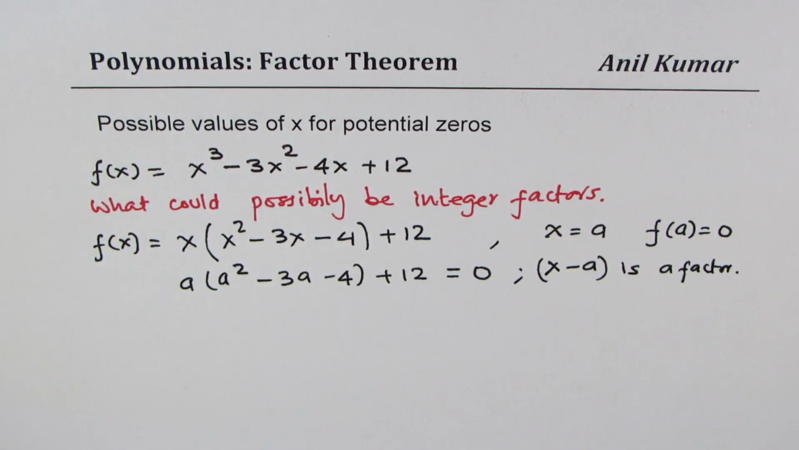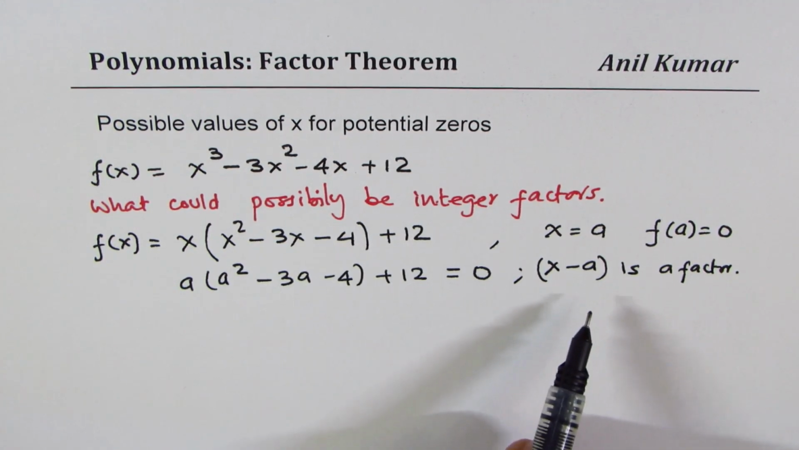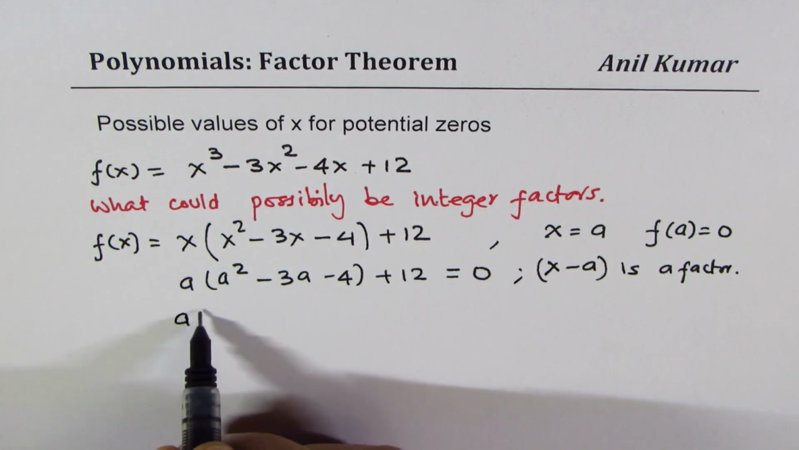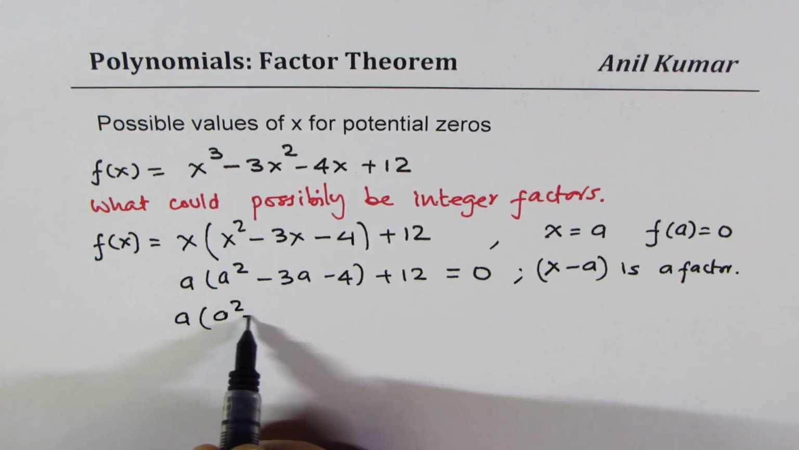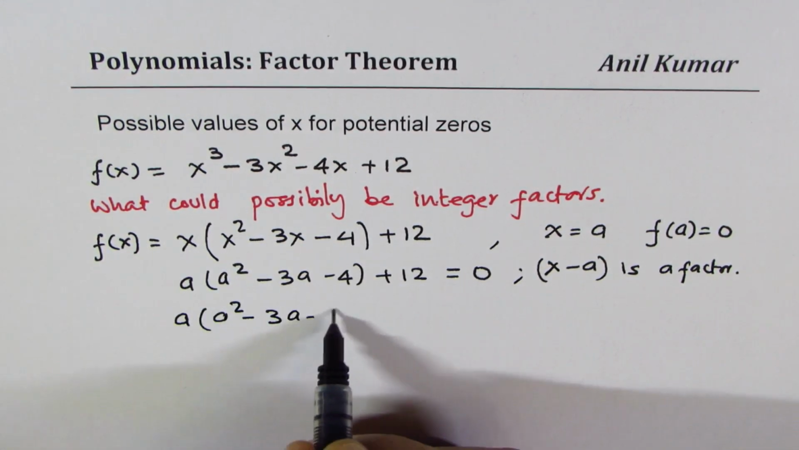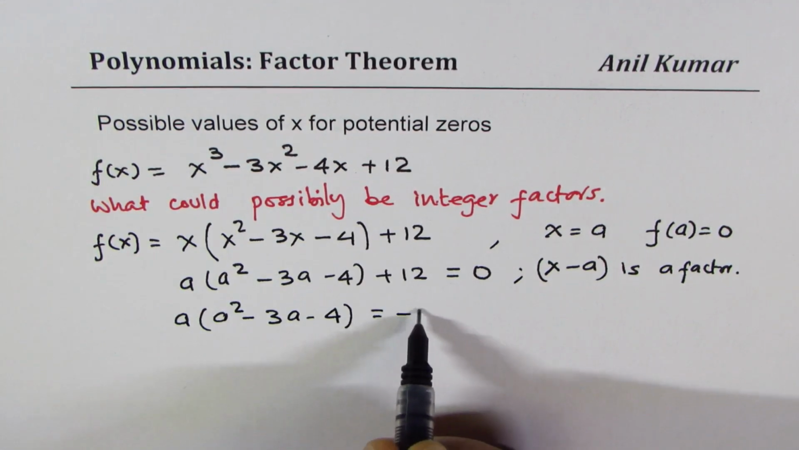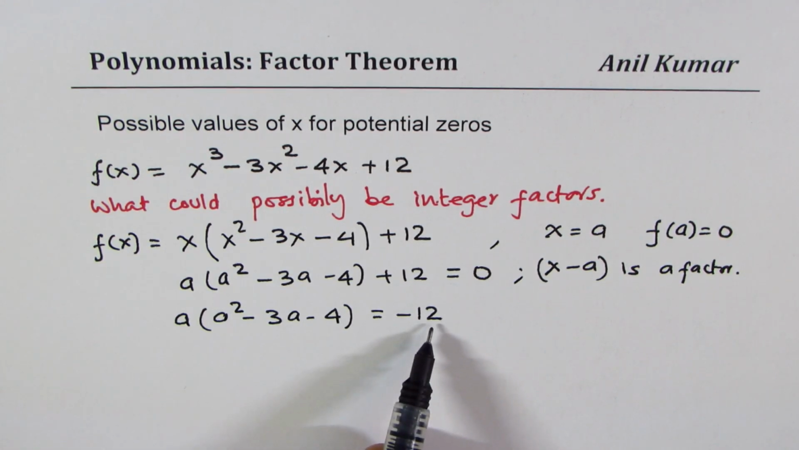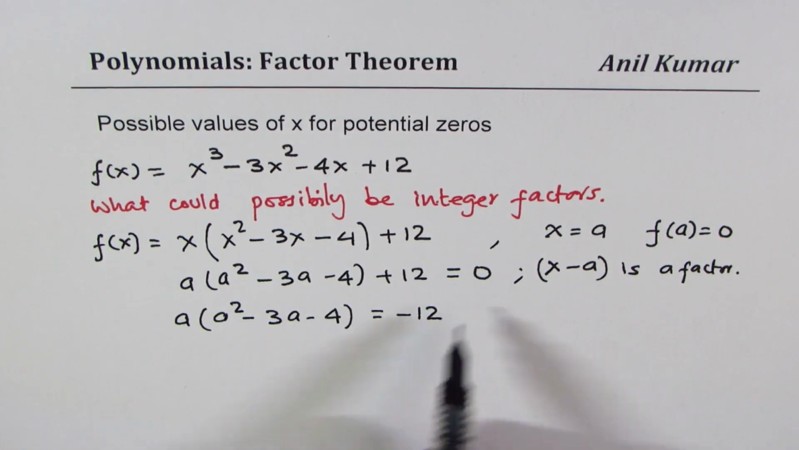Correct? Now, if I rearrange this, what do I get? I get a times a squared minus 3a minus 4 equals minus 12. Now for a to be an integer and a factor of 12, that directly indicates what?